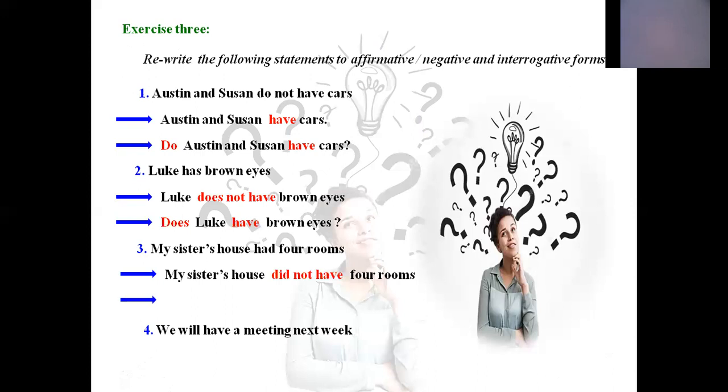In the interrogative, when we want to ask a question in the simple past, did my sister's house have 4 rooms? Did my sister's house have 4 rooms? Yes or no? The last one, which is the last example, is in the future tense.